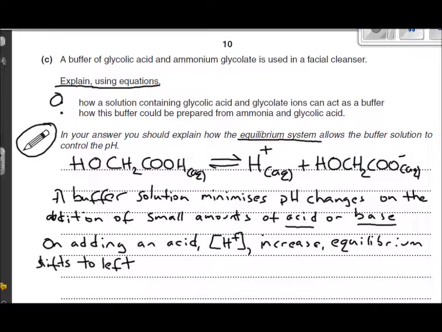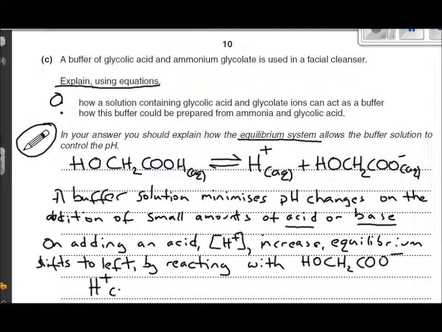And I'll state there that it's by reacting with the glycolate ions in this case, or the negative ions with the glycolate ions. So I'll write the formula for those, HOCH2COO minus. And we can show, because the question asked us to write an equation to describe that effect.